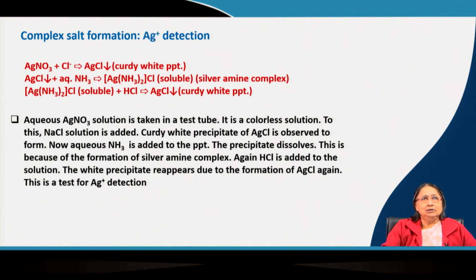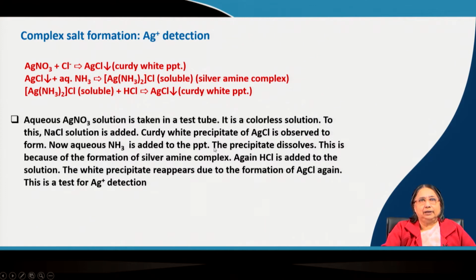Now, a similar thing can happen for silver also, and it is also a silver ion detection. What is happening? You take silver nitrate solution in a test tube. It is colorless. We all know that silver nitrate solution is colorless. Now, if you add NaCl solution to this, because this is a source of chloride, the chloride will react with silver nitrate to form a white precipitate. It is called curdy white because it is like the curd that we eat. The precipitate will be like this only, and then aqueous ammonia is added to the precipitate.